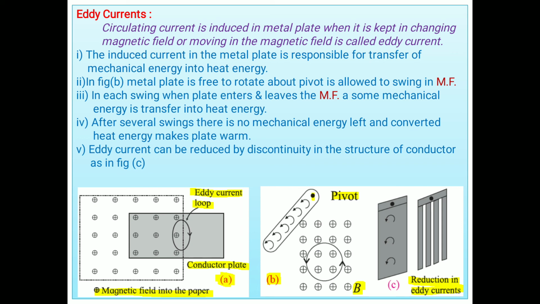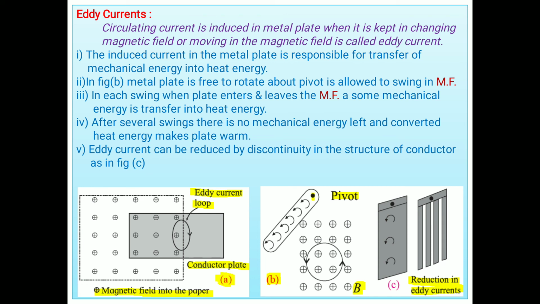Then what happens? Eddy currents are set up because of Faraday's law. A circulating current is induced in a metal plate when it is kept in a changing magnetic field or moving in a magnetic field. It is called eddy current. It doesn't matter whether the metal plate is moved or the magnetic field is moved, eddy currents are set up.